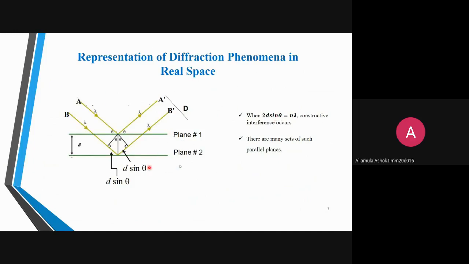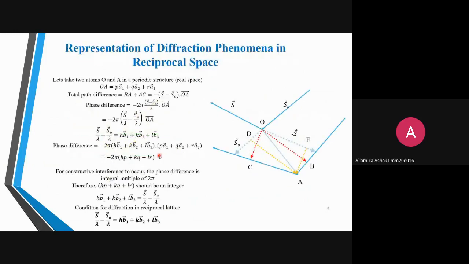These conditions will be satisfied by many sets of planes. But now, what is the condition for diffraction in reciprocal space? For that, here I am considering two atoms, one at O and one at A. This is the incident wave vector S naught. This is the diffracted wave vector S. I am extending the incident wave vector to the other side, S naught, in the same direction, and I am projecting the S bar also backwards in the opposite direction. That's why it is minus S bar.